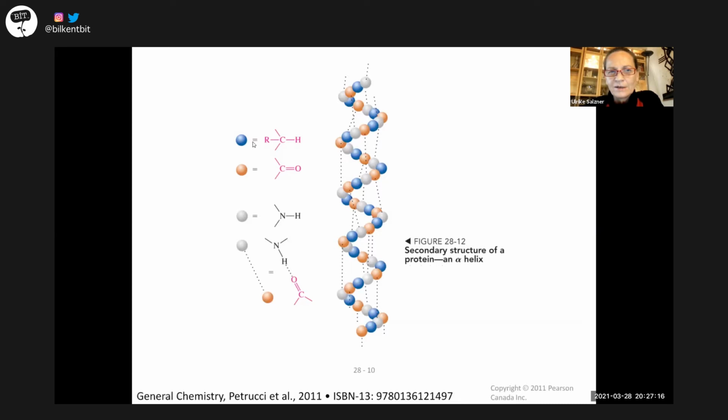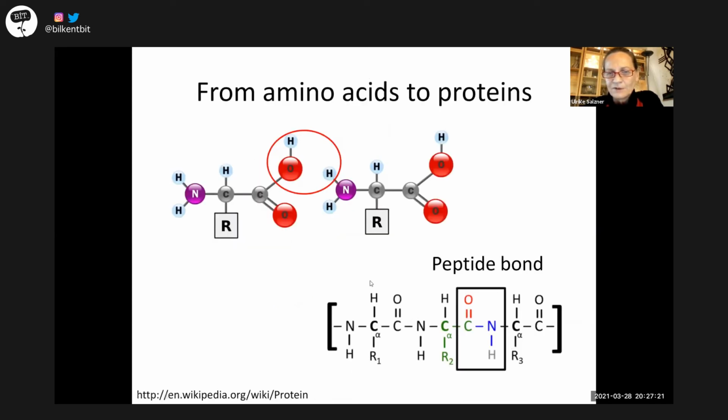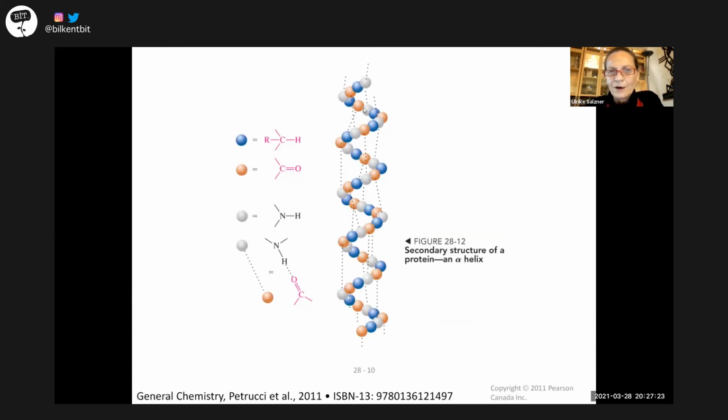So we call the sequence of amino acids, which we have seen here, the primary structure. And then how they roll up in alpha helices or beta sheets, or there's another option for the collagen, which we'll see, this is called the secondary structure.